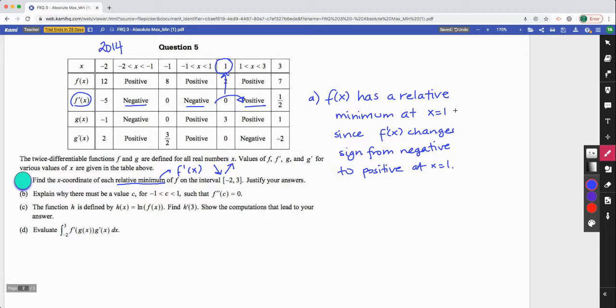Oh, before I forget, you might express the interval here, and you will say that at x equals 1 on the interval [-2, 3], since it changes sign from negative to positive.